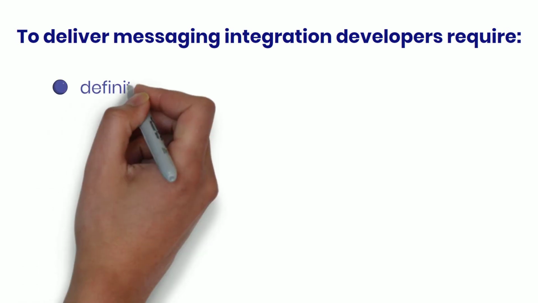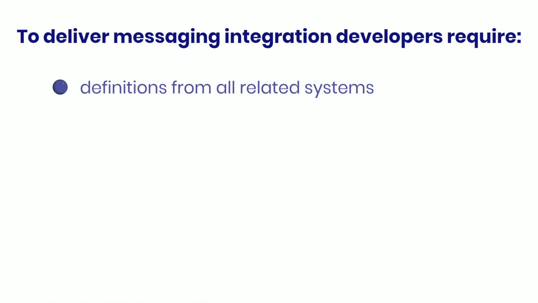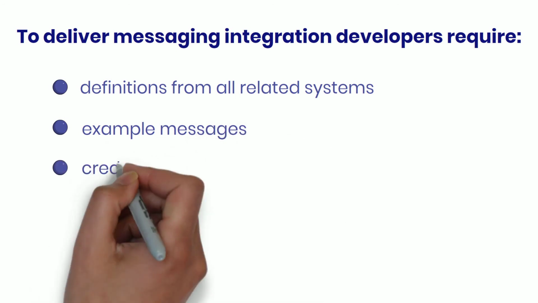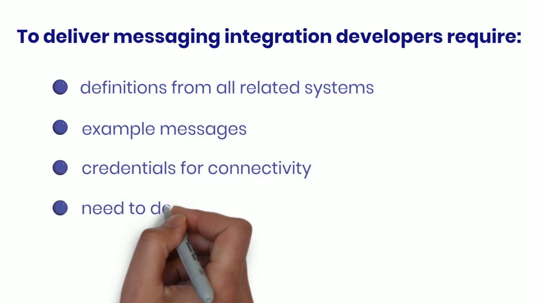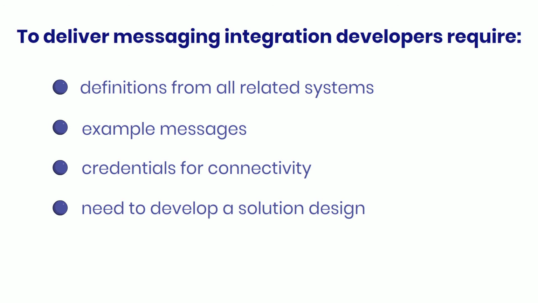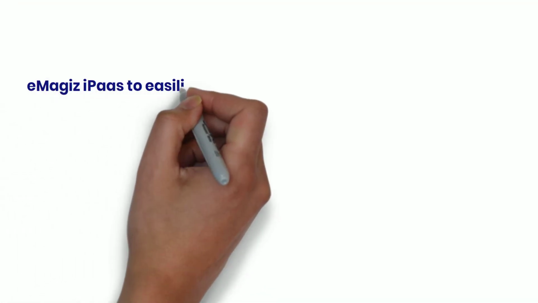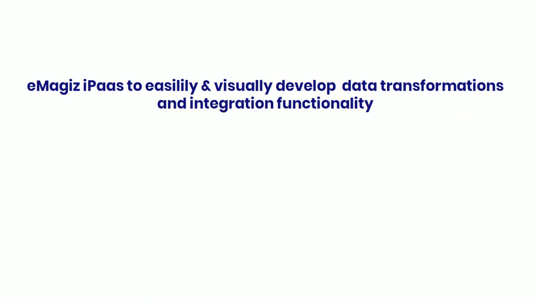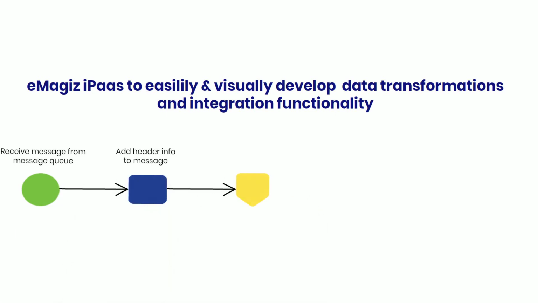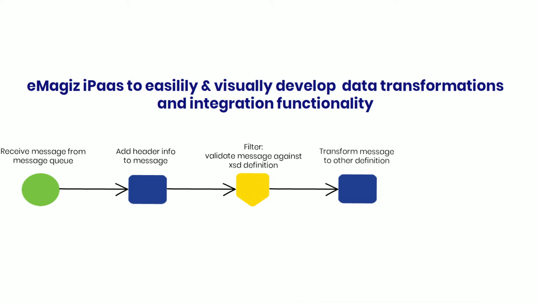To effectively deliver a messaging integration, a lot of information is required. Developers require definitions from all related systems, example messages, credentials for connectivity, and a need to develop a solution design. In eMagiz iPaaS, the entire process of documenting and developing integrations is embedded in an integration lifecycle. Using this lifecycle, users can easily and visually develop the data transformation and integration functionality, so that any difference in format and protocol can easily be overcome and any application, even legacy applications, can be integrated.